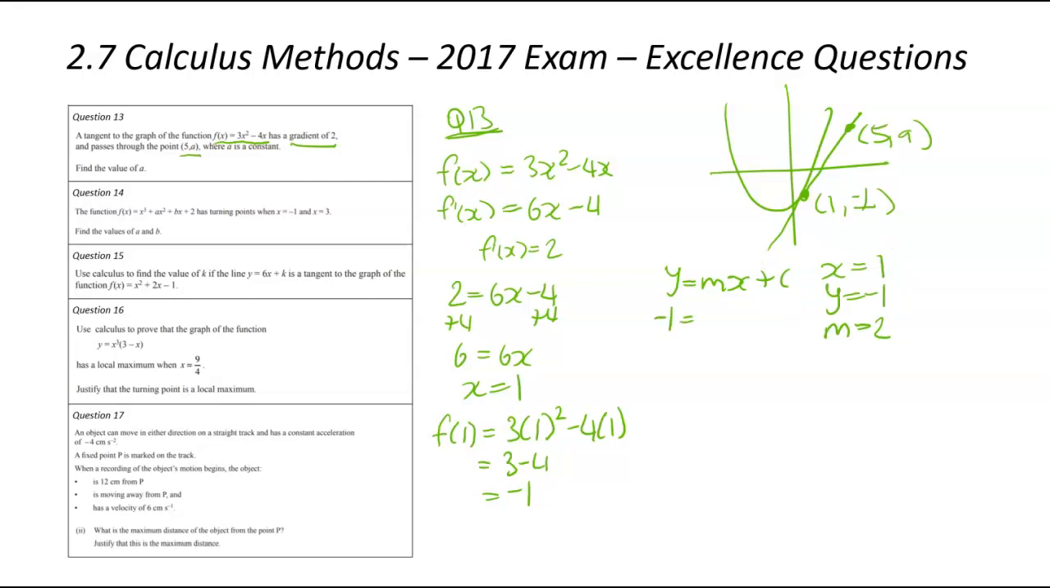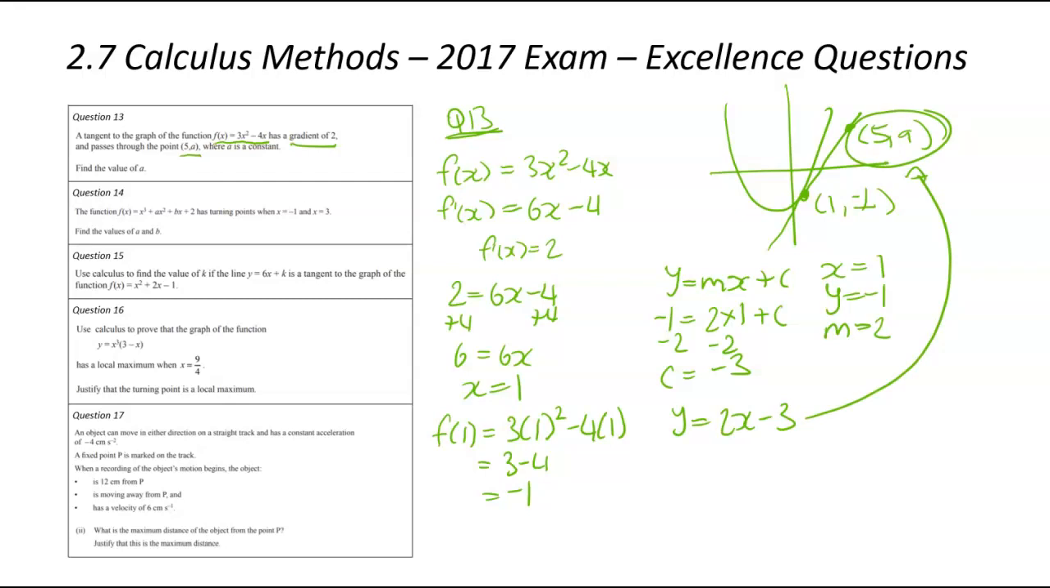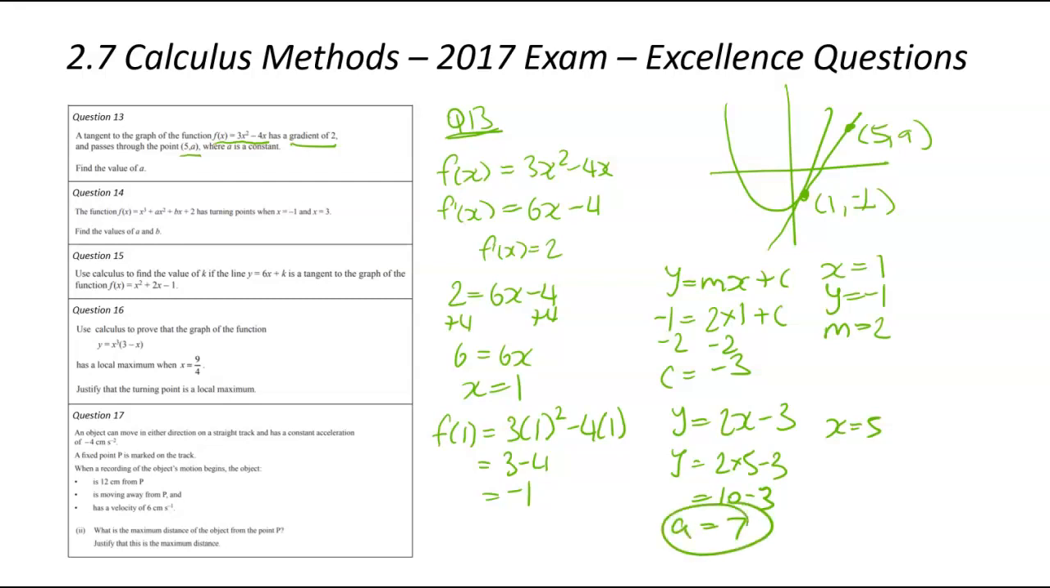So we've got -1 = 2 times 1, oh gosh, I wrote 2 times 2, plus c. We then subtract 2, which means c = -3. So our tangent formula is y = 2x - 3. This is now how we can link it back to find a. We know that x = 5, so if we plug that in we can find y. So y = 2 times 5 - 3, which is 10 - 3 = 7. And that is our a value.